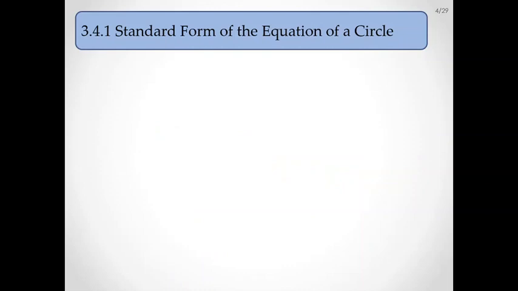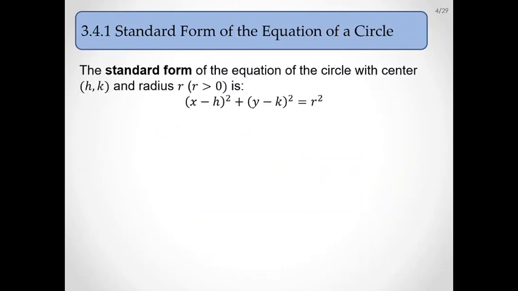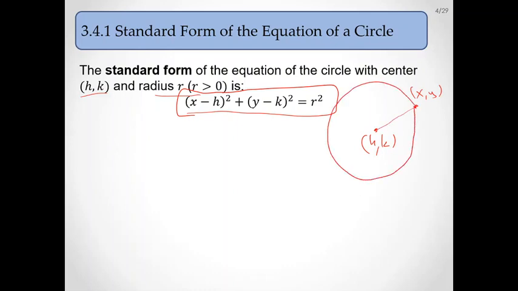Okay, this is called the standard form of the equation of a circle. So the standard form of the equation of the circle with center h, k and the radius r is given by this formula. So the meaning is that when you take any point x, y, a representative point for the circle points, the distance between any point on the circle and the center should be r. So by using the distance formula, we get this one.